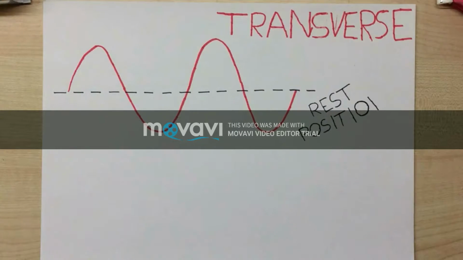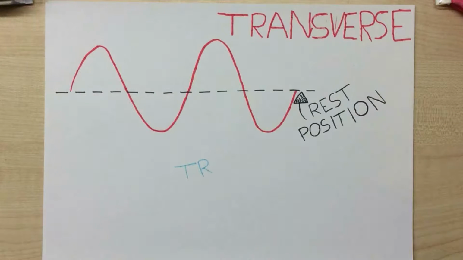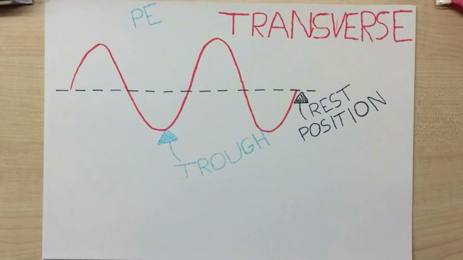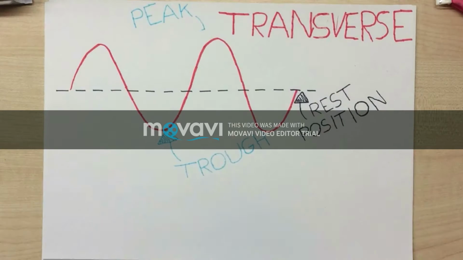An example of a longitudinal wave is a sound wave. There are several key properties of waves. The rest position is the point on the wave where the particle is undisturbed and not vibrating. The peak of a wave is its highest point above the rest position, and conversely, the trough of a wave is its lowest point beneath the rest position.